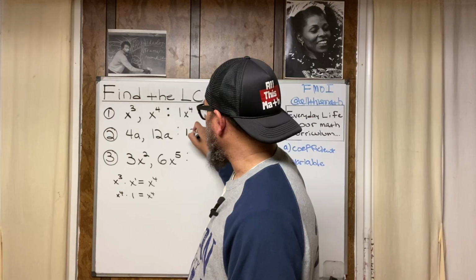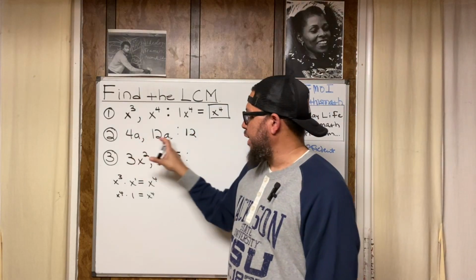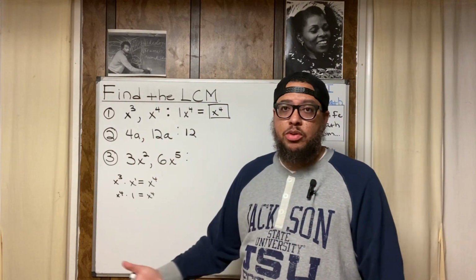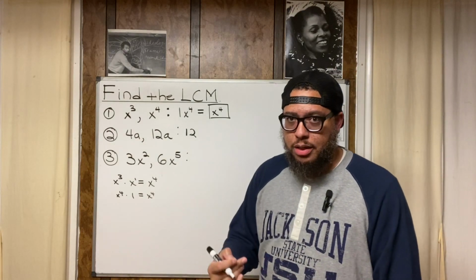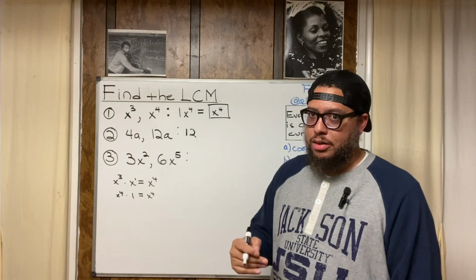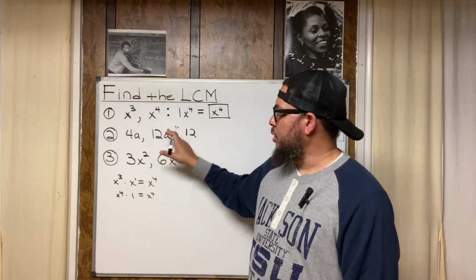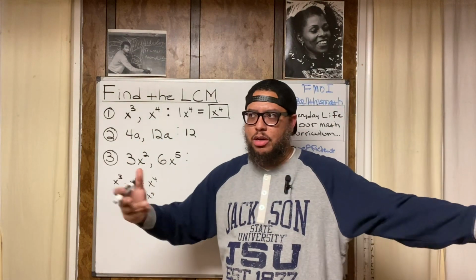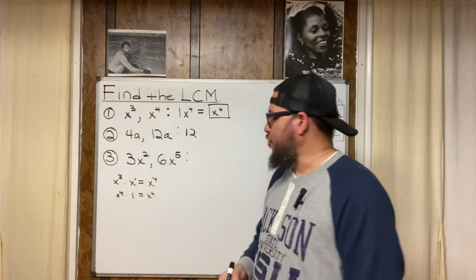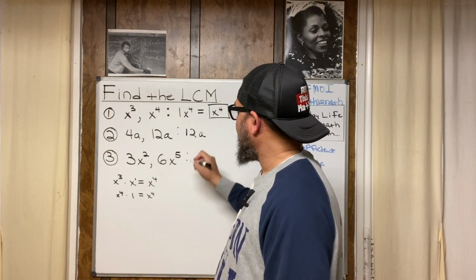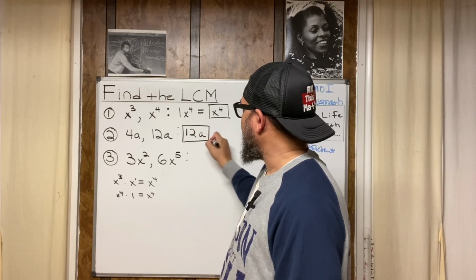So 12 is going to go right here. Then we look at the variables. We got an a and we got another a. What exponents do they have? If you don't see an exponent written, that means the exponent is a 1. It doesn't need to be written, right? So if you compare the exponents, which exponent is bigger? What's bigger, 1 or 1? Neither. They're the same number. So you just pick a to the first power because they're the same number. And that's your answer, 12a, right?